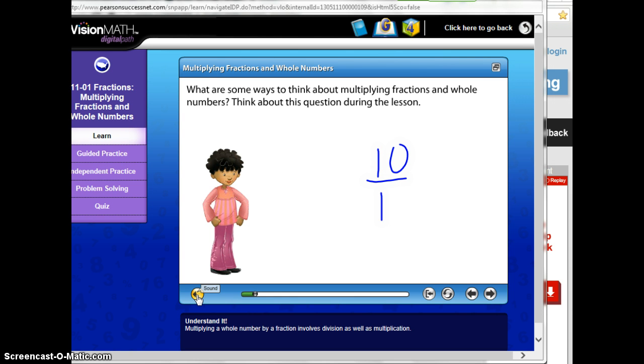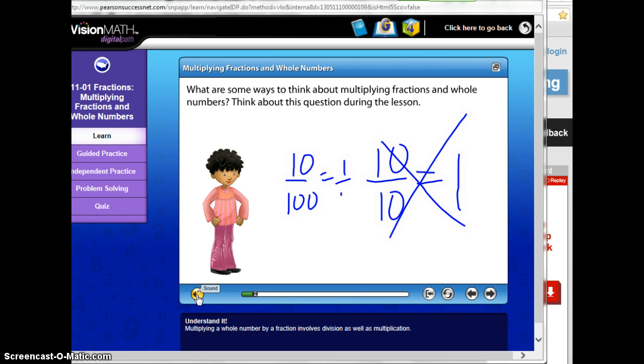Well, if you are 10 tenths, that means you're 1. So that's not going to work. Will? 10 1/100ths is the same thing as 1/10. That's 0.1. No, that's not going to work. How would we write the number 10 as a fraction? Caden?